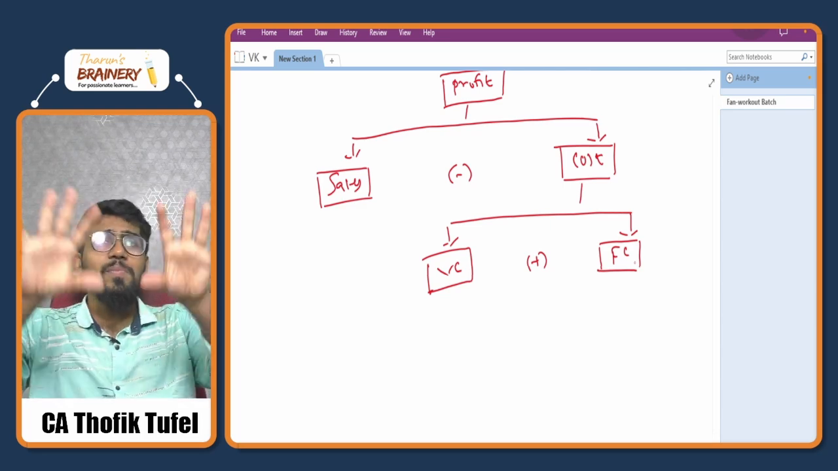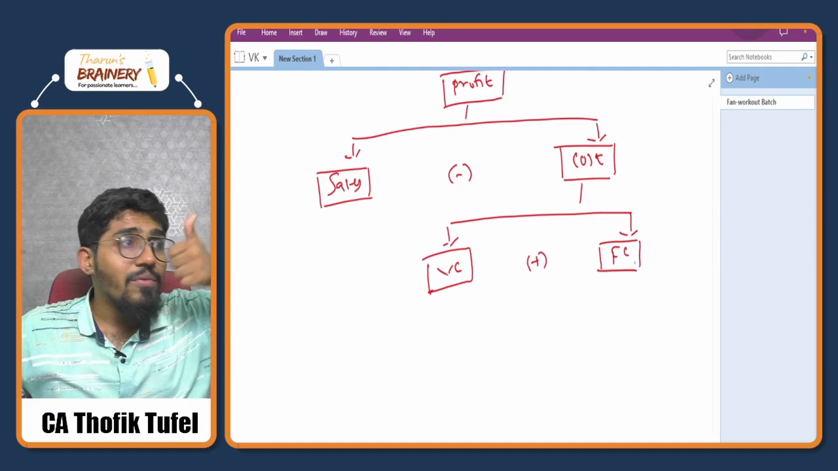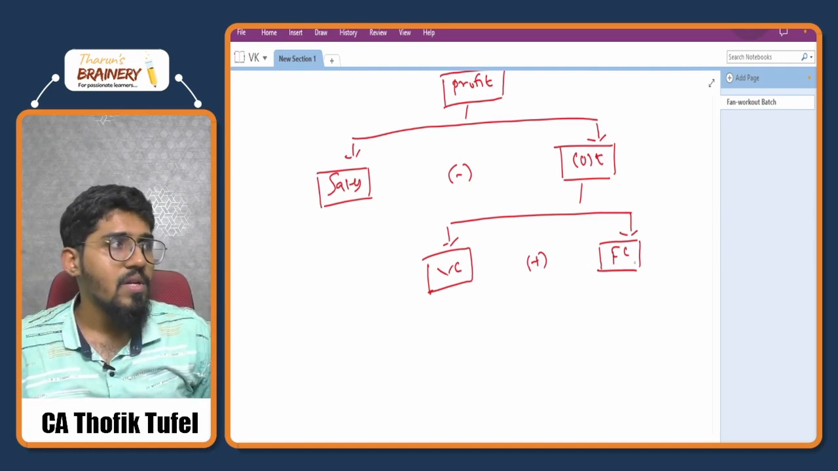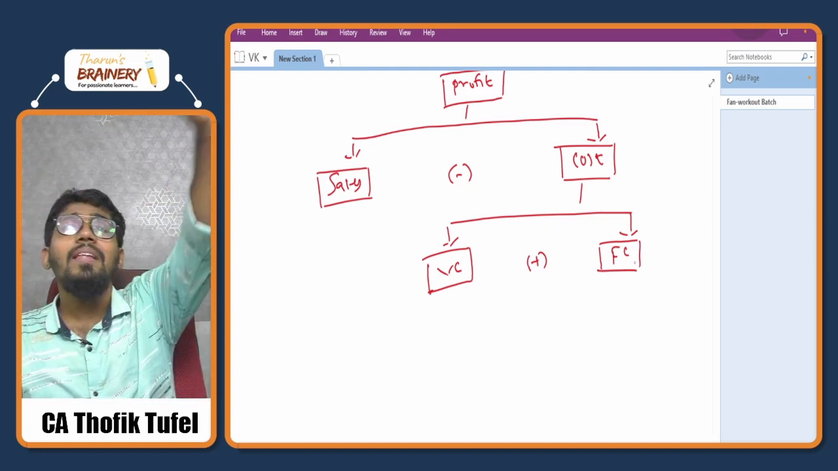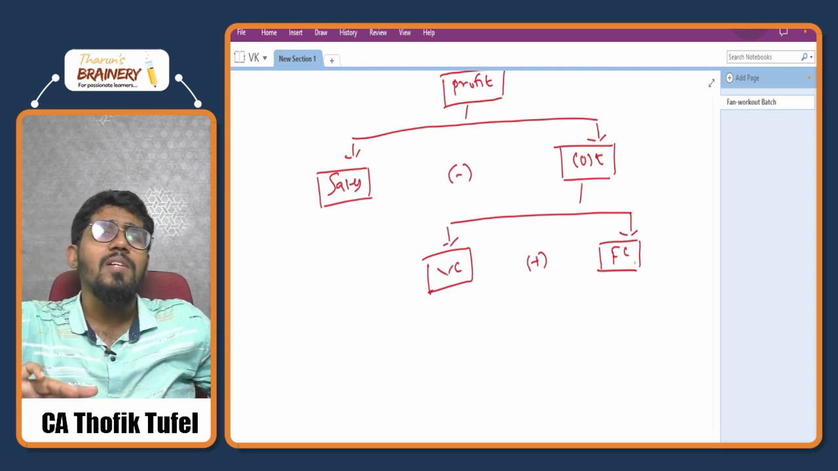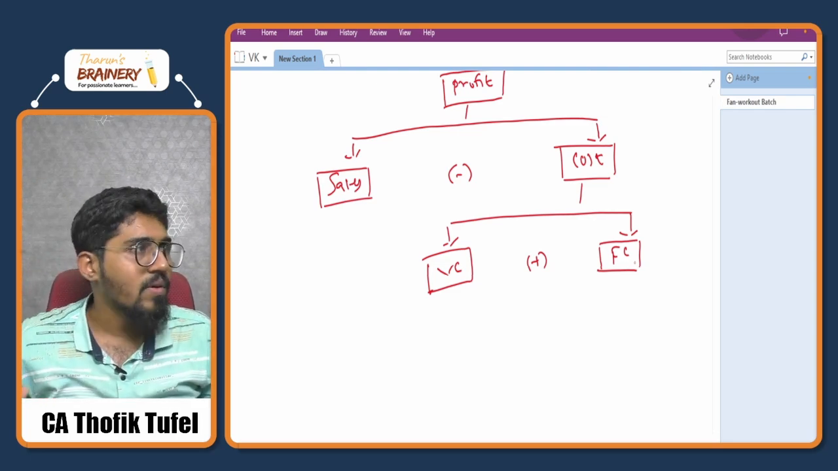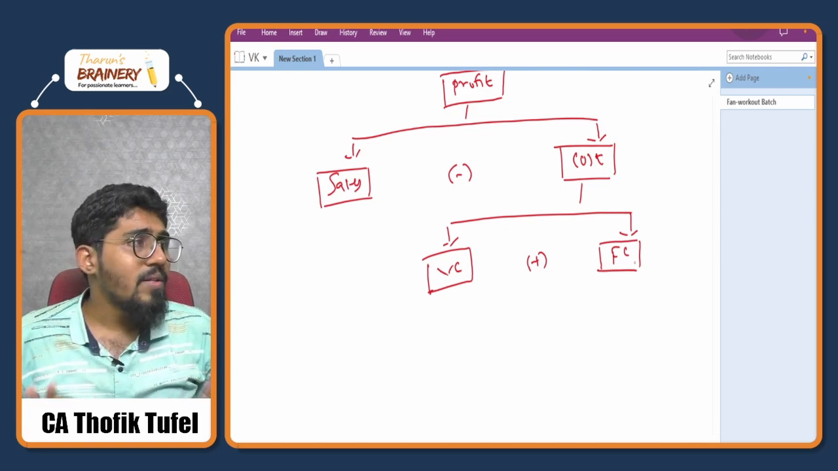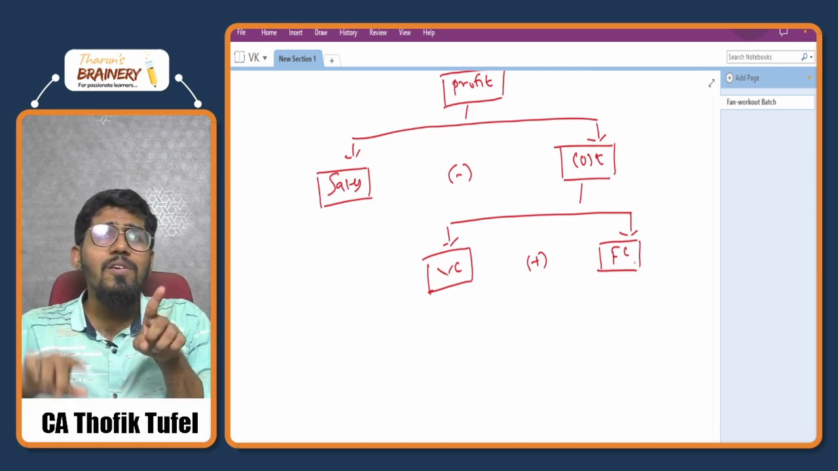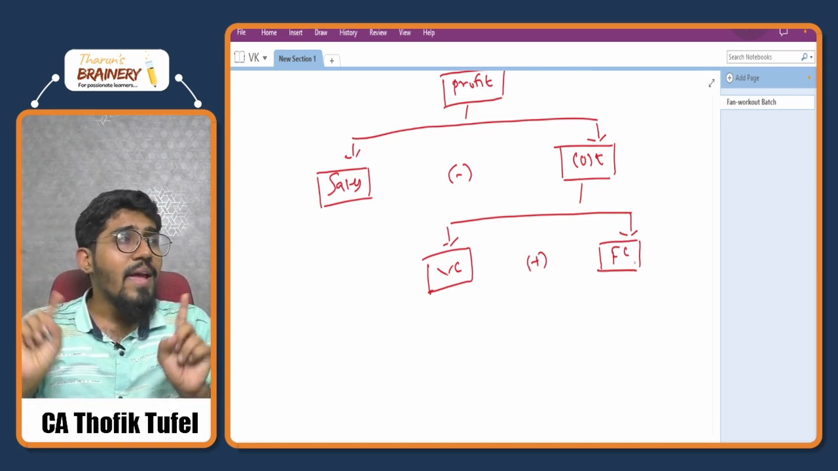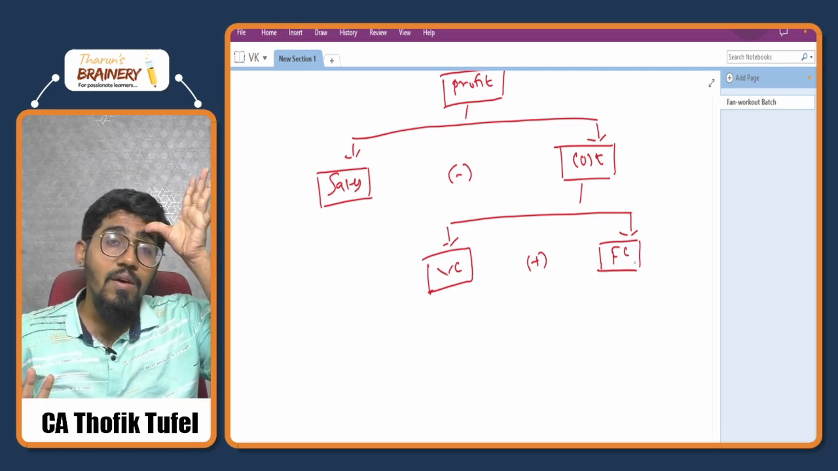So now cost is bifurcated into two. One is variable cost and one is fixed cost. Variable cost is a cost that varies with the volume. Fixed cost is a cost that does not vary with the volume, that remains fixed. Correct? It does not vary at all. So that is called fixed cost. So any cost that moves with sales is variable cost. Any cost that does not move with sales is fixed cost.